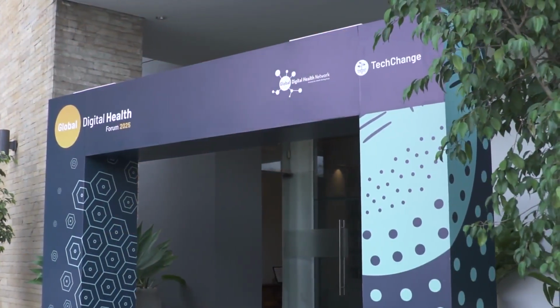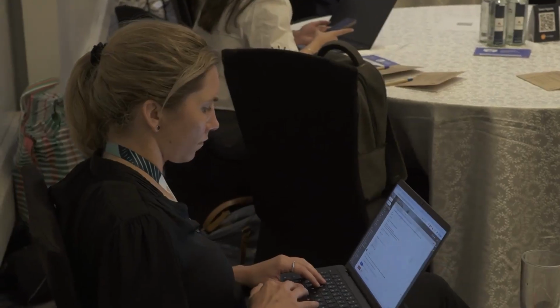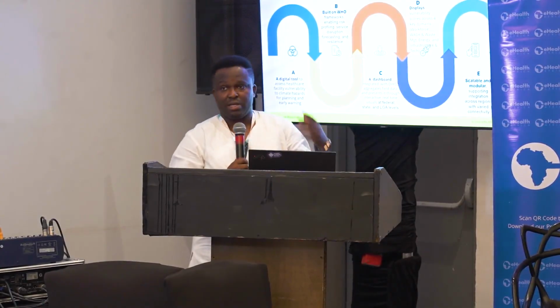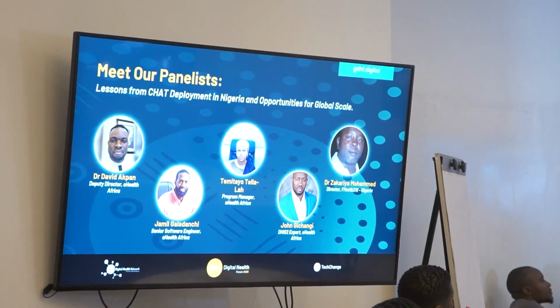That chart is a digital tool, and it helps in the assessment of healthcare facilities' vulnerability to health or climate hazards for planning and early warning. It is built on the WHO framework, enabling risk profiling, service disruption forecasting, as well as resilience. It has a dashboard that is integrated into the DHIS tool and helps to aggregate the field data and present it through an interactive and real-time visual dashboard, like you may have noticed from the display.